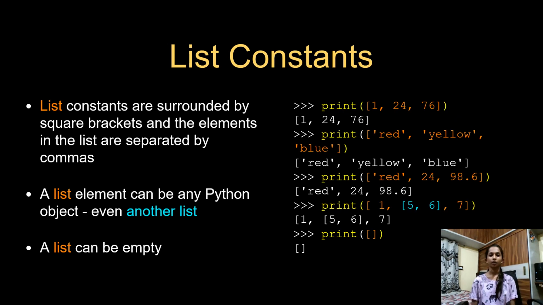List constants are surrounded by square brackets and the elements in the list are separated by commas. The list element can be any Python object, even another list, which is known as a nested list; we're going to talk about it in further slides. A list can be empty. You may wonder what is the output of an empty list. We can see some examples on the right side. We get square brackets as an output when the list is empty.